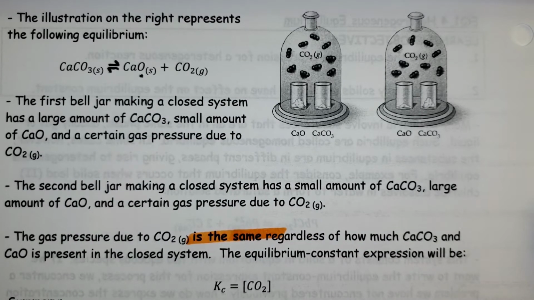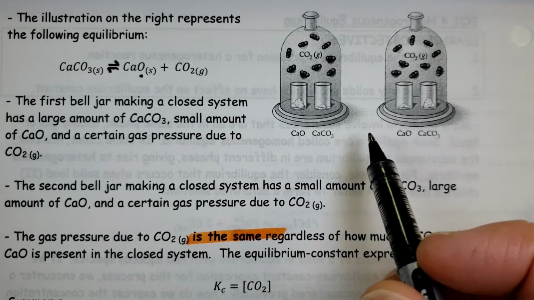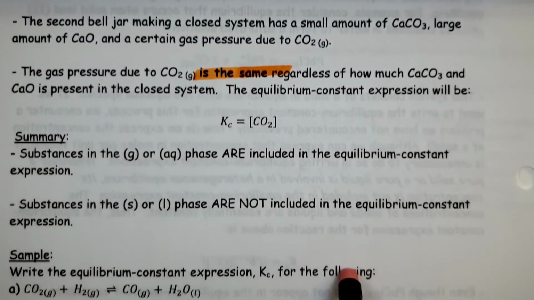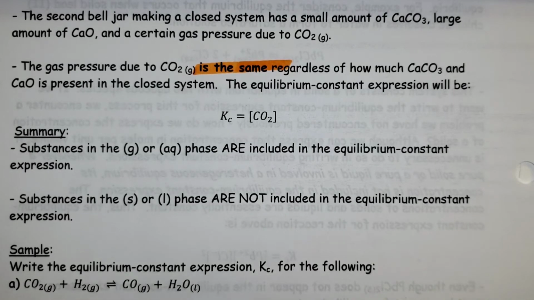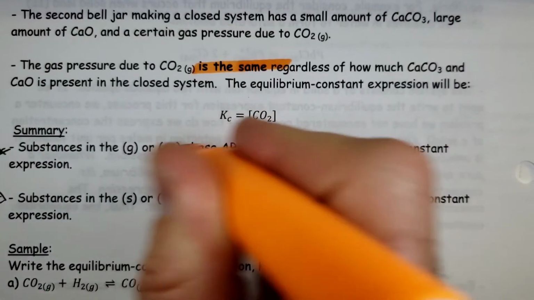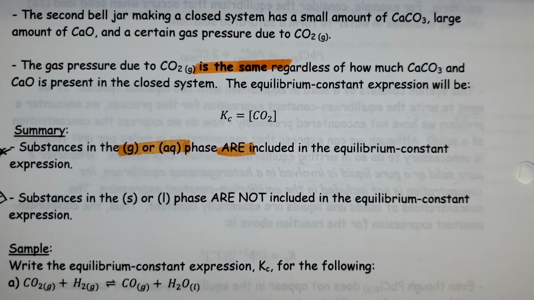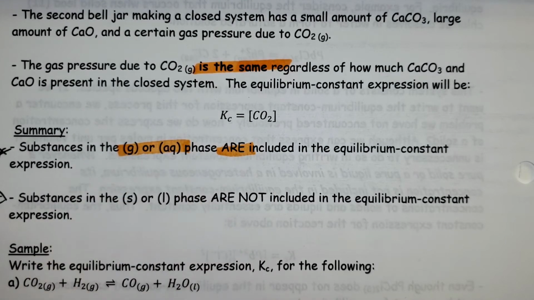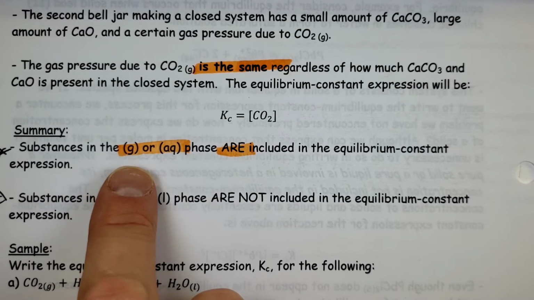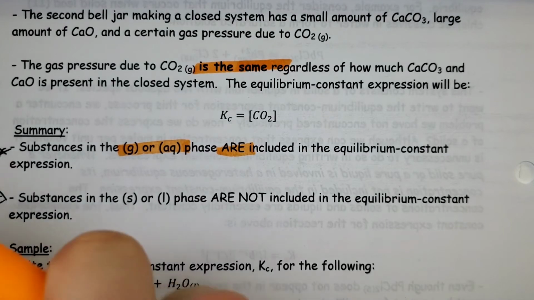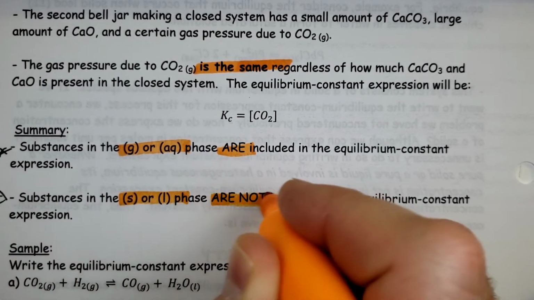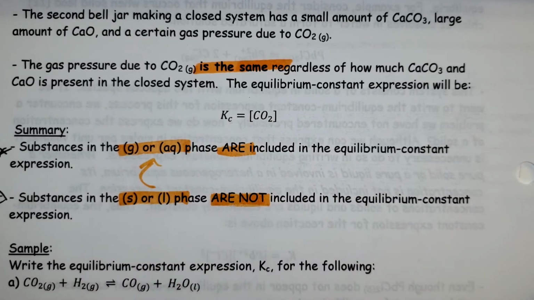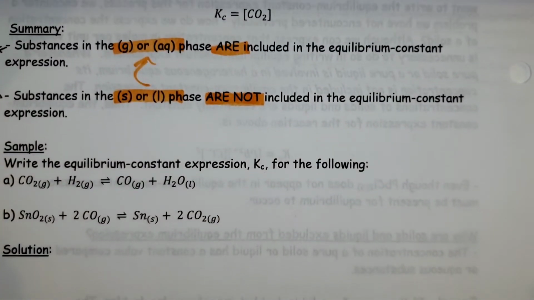Their presence does not change in terms of concentration. So in summary, we should put a star beside each of these. Substances in the gas or aqueous phase are included in the equilibrium constant, because when you dissolve something, the amount of dissolved material changes, or with gases, the amount of gas in the air can change. Whereas solids and liquids, their concentrations don't change much compared to these. Therefore, they are not included in the equilibrium expression.